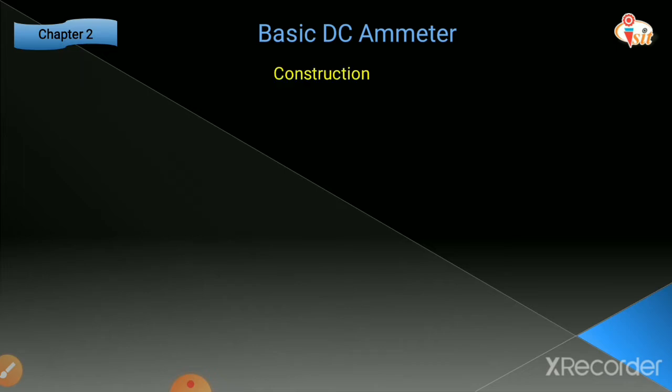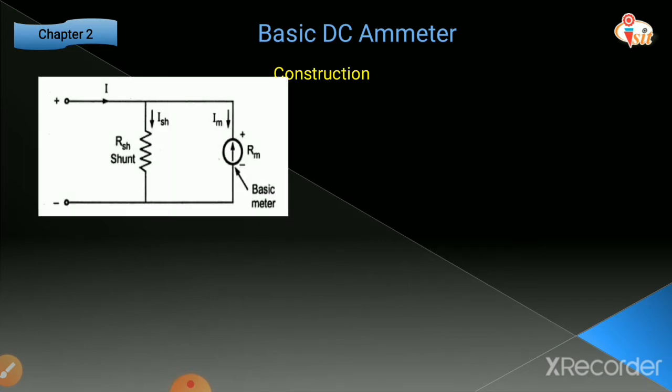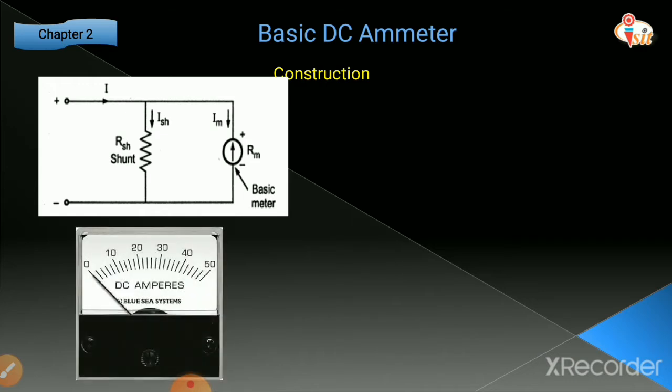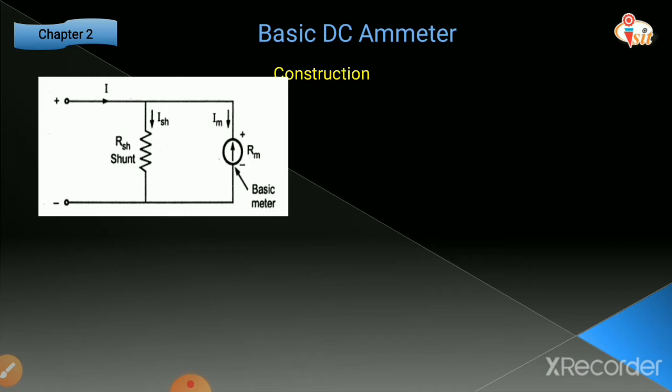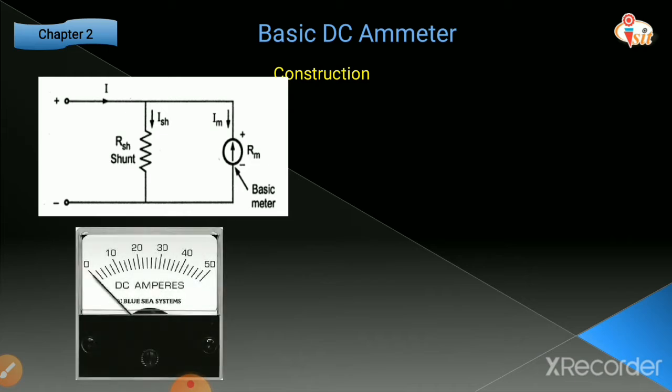I am going to teach you the basic DC ammeter, which we already covered in the last lecture. Now I am again repeating the construction of the DC ammeter. This figure shows the constructional diagram or circuit diagram of the DC ammeter, the actual diagram of the DC ammeter. Now I am going towards the construction details of the basic DC ammeter one by one.